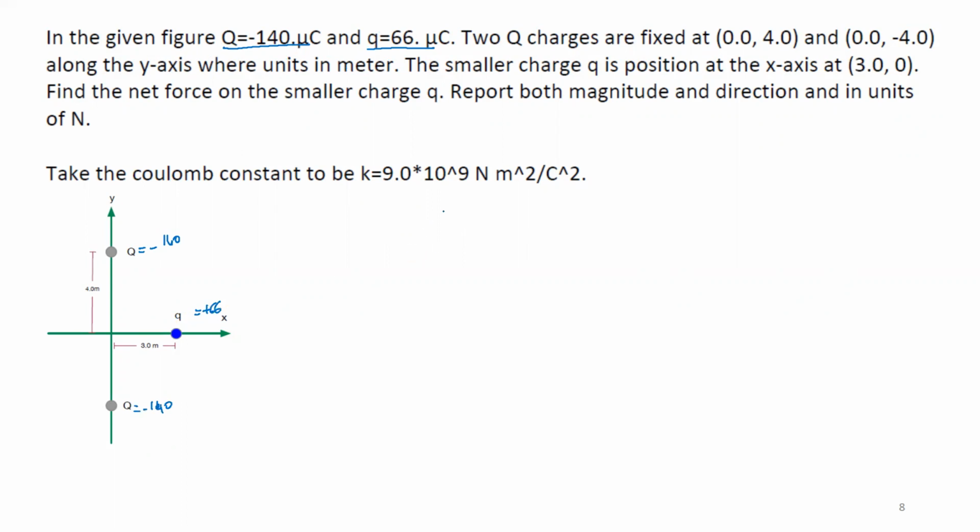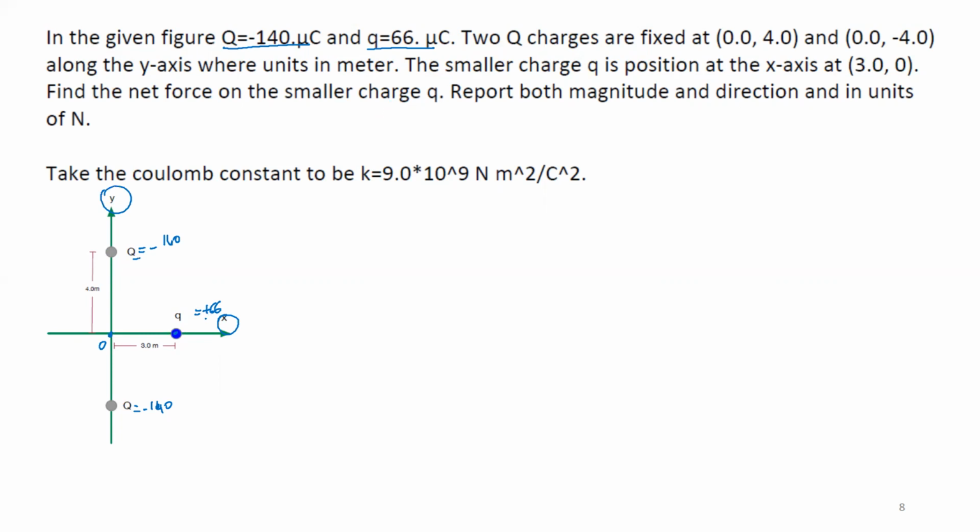microcoulomb. So this is at 0, 4, 0. This is my origin. So 0, 4, and the second one is at 0, minus 4. And Q is at 3, 0. This is my x-axis, and this is my y-axis. Now, what is the net force on the smaller charge q? That's the net force here.